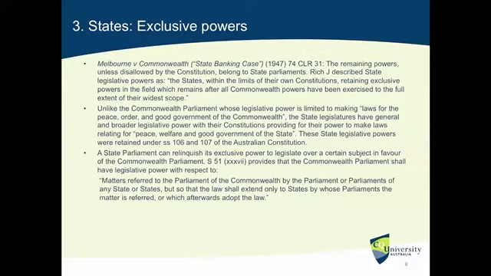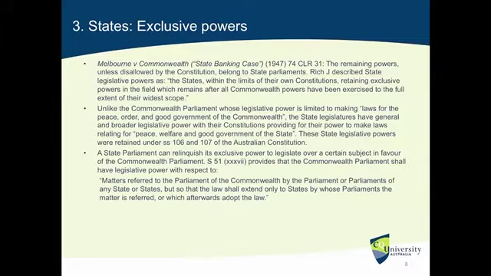In addition, unlike the Commonwealth Parliament, whose legislative power is limited to making laws for the peace, order, and good government of the Commonwealth, the state legislatures have general and broader legislative power within their constitutions, providing for their power to make laws relating to peace, welfare, and good government of the states. So we must remember that these state legislative powers were retained under sections 106 and 107 of the Australian Constitution.